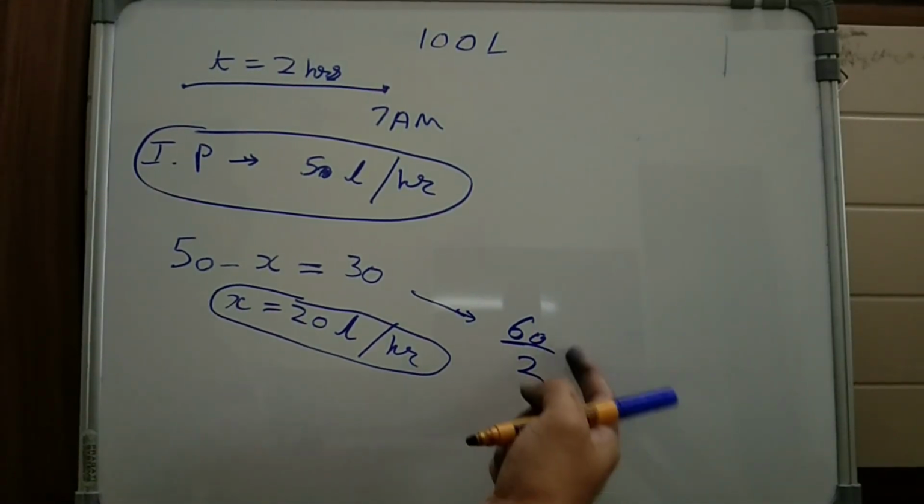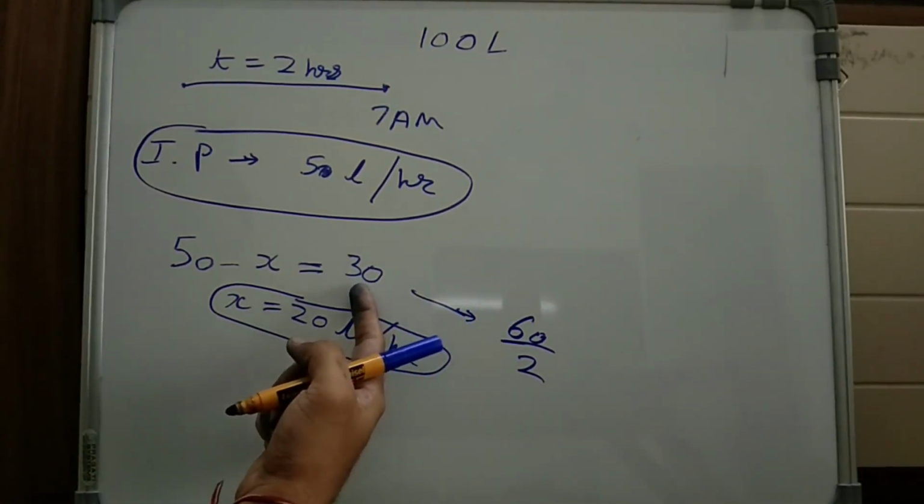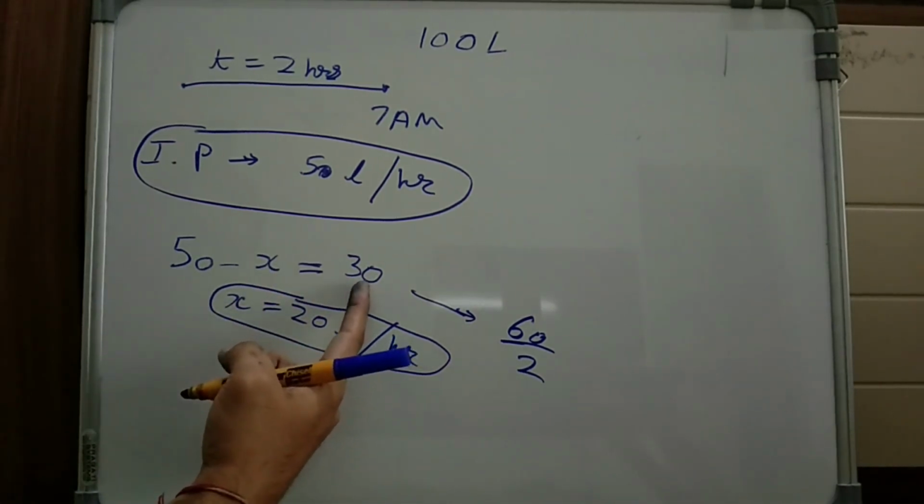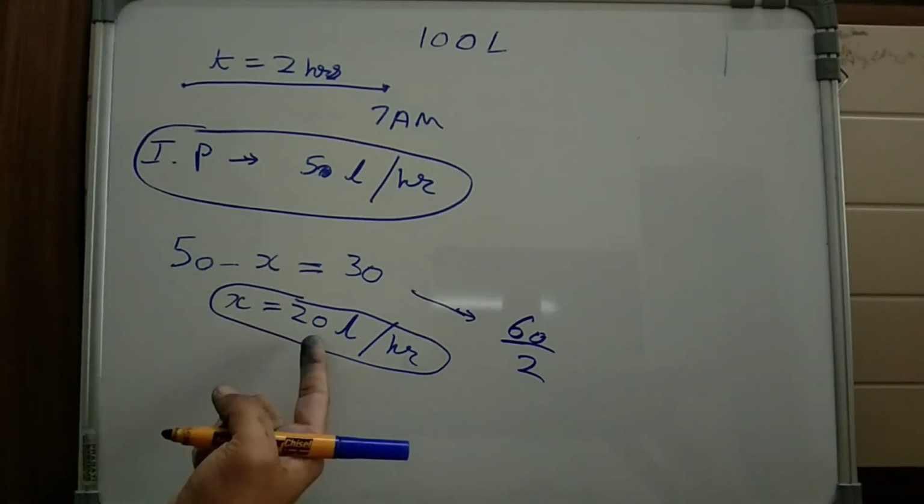So in 1 hour, it is filled by 30 liters. So that's the rate when both of them are working. When inlet and leak are working, 30 liters per hour is the rate. So the rate of leak is X, which is coming out to be 20 liters per hour.